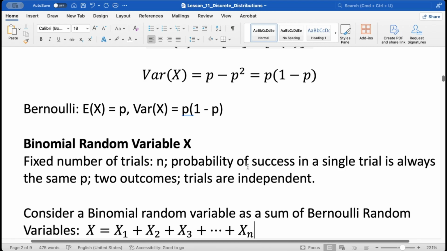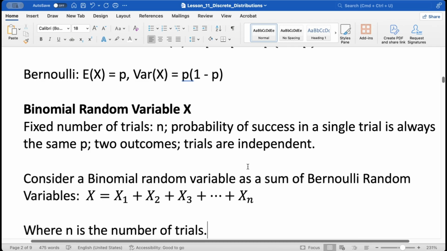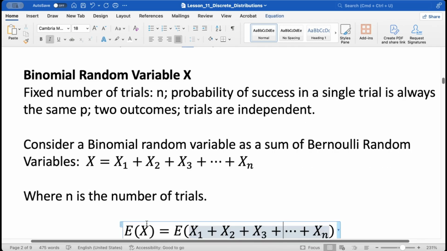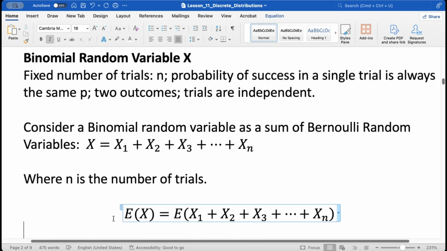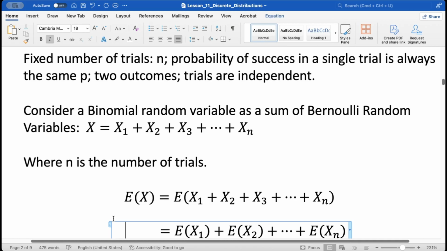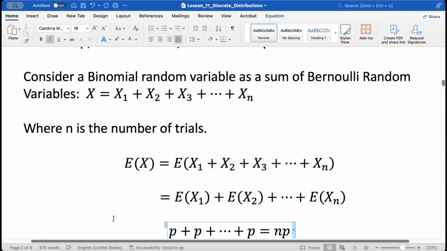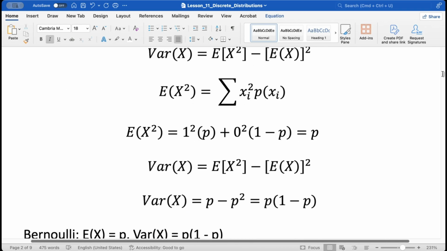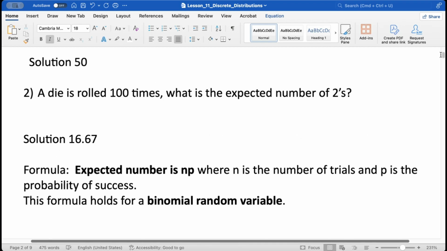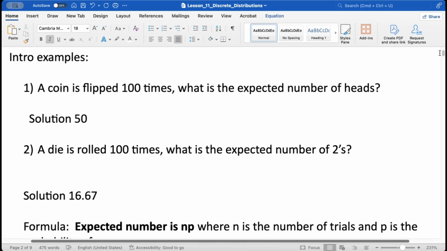So if we think of a binomial random variable as a sum of n Bernoulli random variables, then the expected value of a sum is the sum of the expected values. So we just repeatedly add up the expected value of each, and that's p. So we have n copies of that. So the expected value of x is n times p, which we mentioned up at the beginning there. For a binomial situation, the expected number of successes is np.